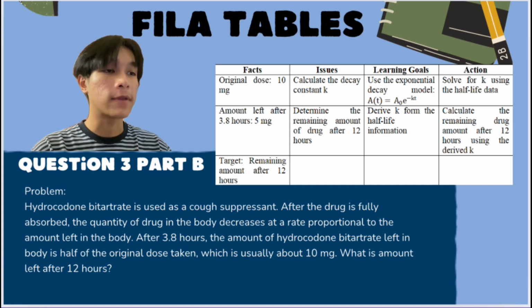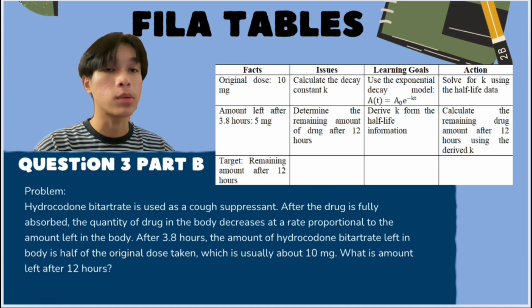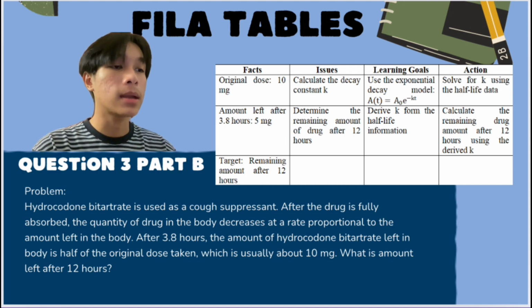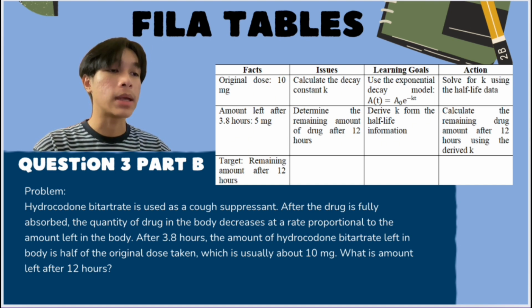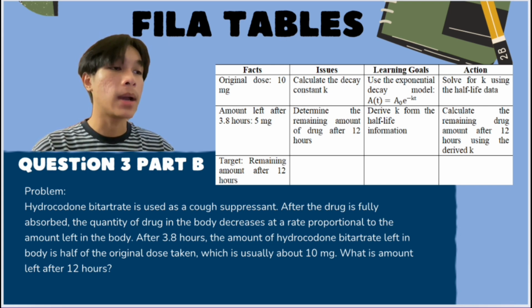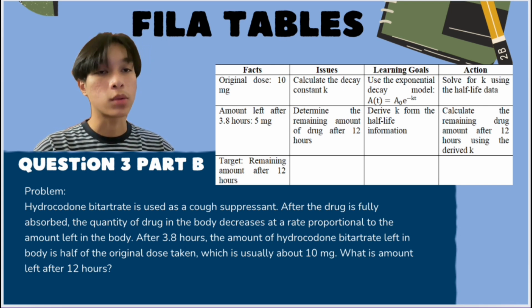The amount left after 3.8 hours was half of that, which is 5 mg, and the target is the remaining dose left in the body after 12 hours. So the issue is to calculate the decay constant K and to determine the remaining amount of drug after 12 hours.